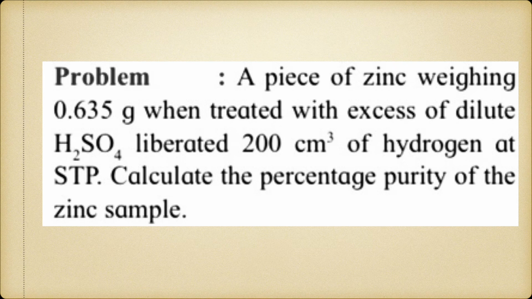Okay. So afterwards at the end you just have to use one more formula for the percentage purity. Whatever the amount you will get from the unitary method, that upon what was taken, that is 0.635, into 100 will give me the percentage purity of zinc. Okay. So let's see the solution now.